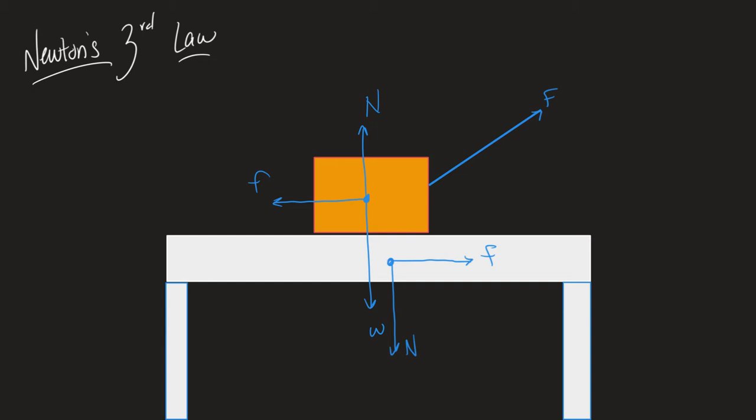If the table were on a slick surface, you can imagine pulling the box might start dragging the table along with it. Can you imagine that? I hope so. You're going to have to. That is a Newton's third law pair.